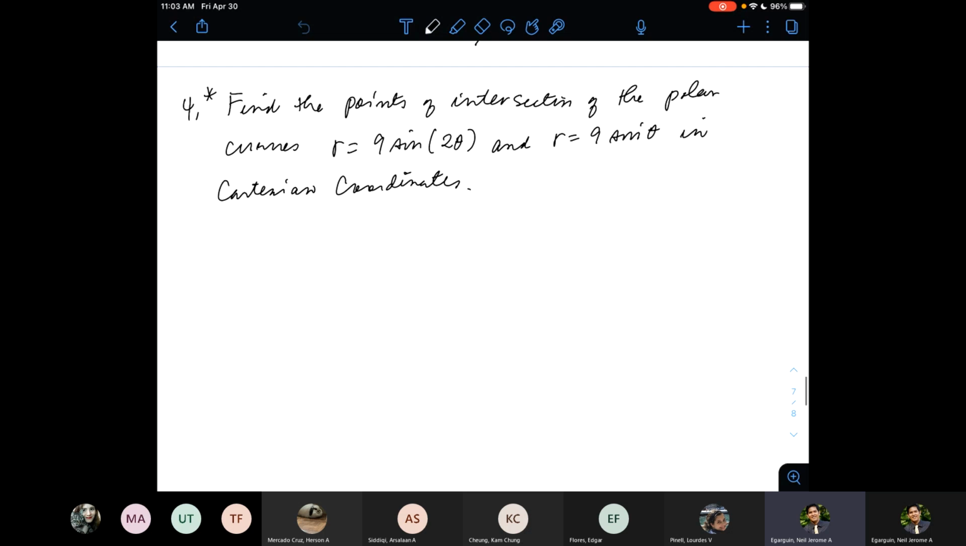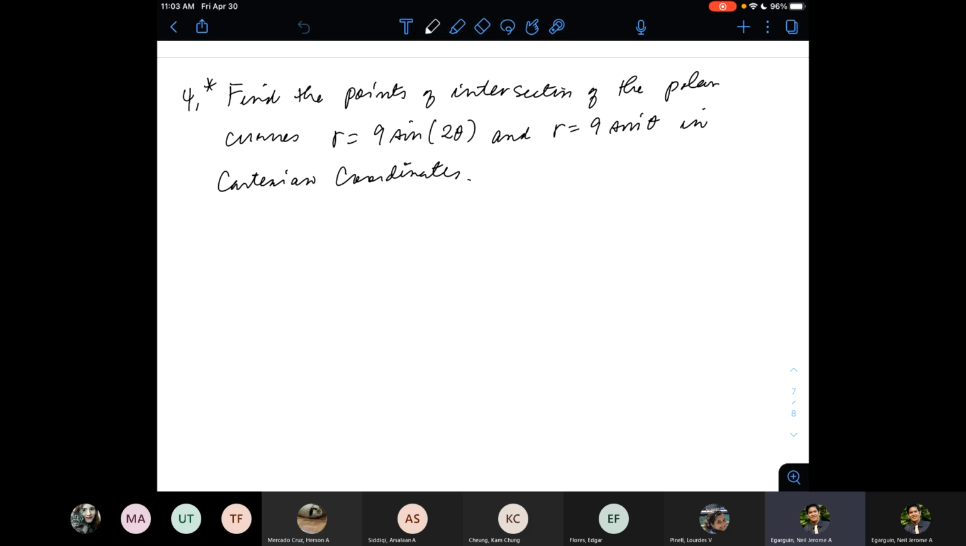So I think this is one problem one of you sent last time, but it was towards the end of the class, so I discussed it in a bit of a hurry. But let's redo the solution, because I also encountered a lot of students in my CASA tutorials asking for help in this particular problem. So here we need to find the points of intersection of the polar curves r equals 9 sine 2 theta and r equals 9 sine theta in Cartesian coordinates.